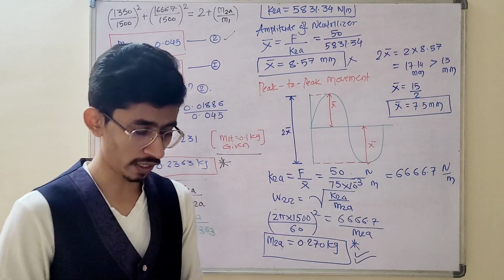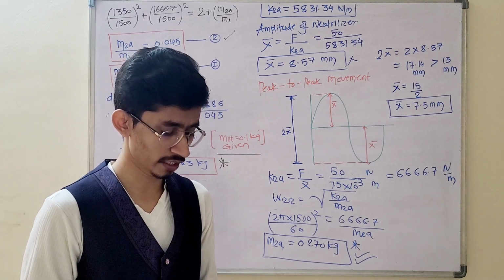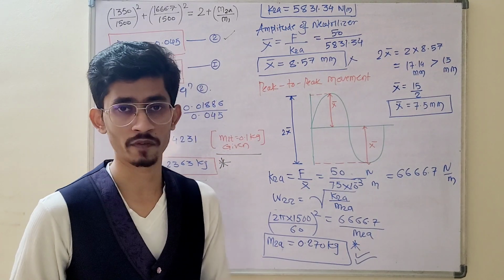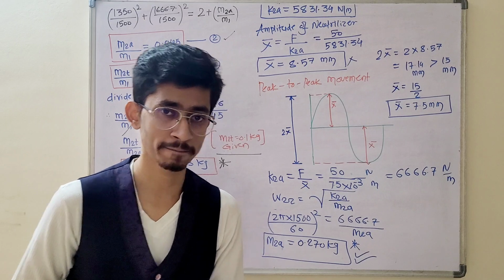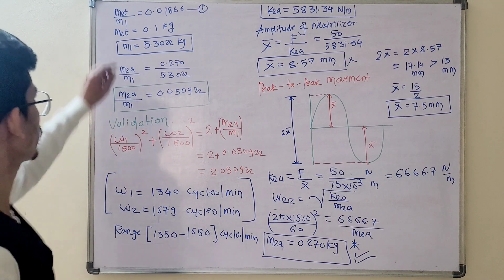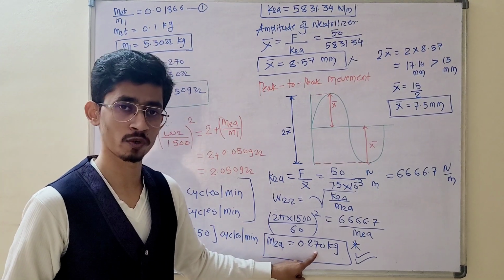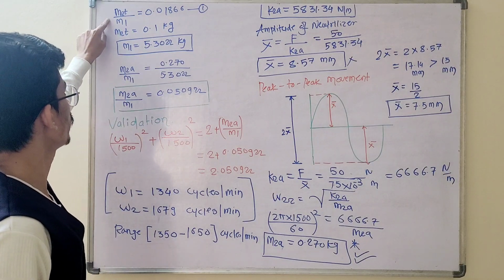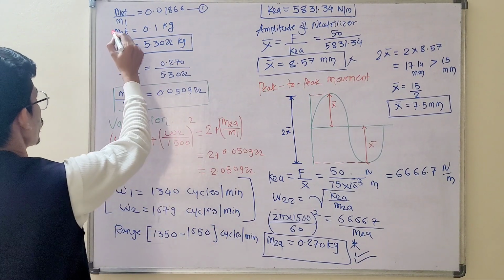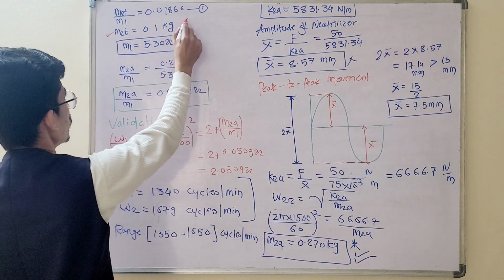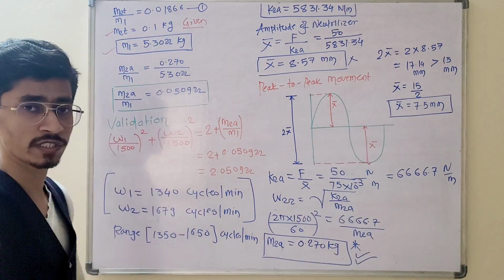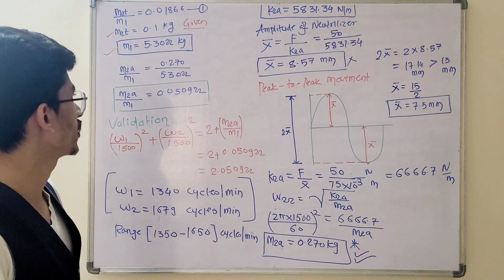Now, how to validate this data? You can validate this data by checking what will be the new frequency for these masses. Definitely you can validate. So how are we going to validate this? Now look here. We have just found M2 as 0.270 kg. Now our first equation is M2T by M1 equal to 0.01866. This is our first equation. From that first equation, the mass of the trial neutralizer is given. This 0.1 is given. So if we put 0.1 and solve for M1, the value of M1 we obtain is 5.3022 kg.